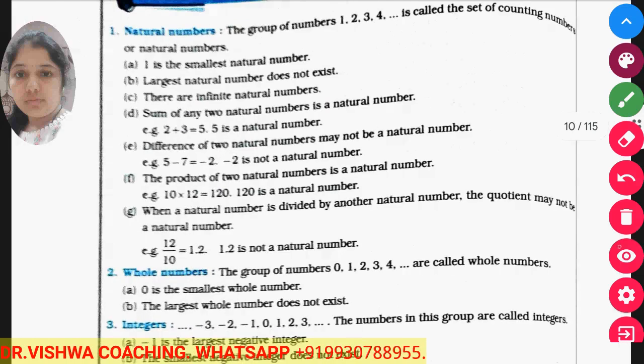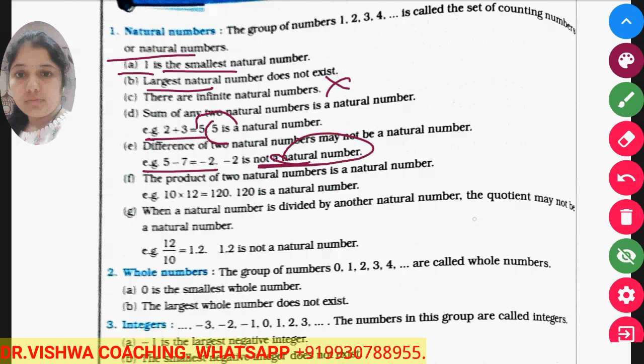Now there are some properties related to natural numbers also, and they are very easy. One is the smallest natural number. The largest natural number does not exist because it is infinity. When you add two natural numbers, you get a natural number as the answer. But when we subtract two natural numbers, it is not necessary that the answer is a natural number, because if we subtract the greater number from the smaller number, we get the answer in a negative number, that is in integers.